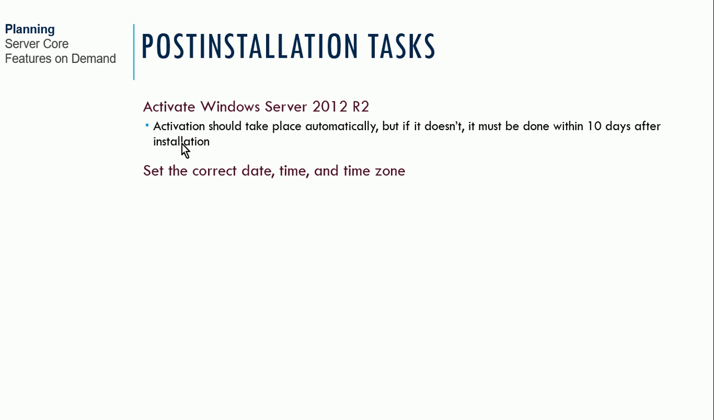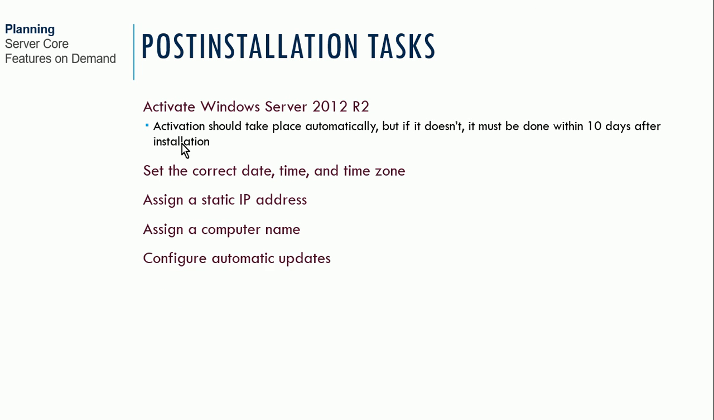So you want to make sure you set the correct date and time zone if you hadn't done so already. And if you need to assign a static IP address, you'll do this in the post-installation. Although you could also use DHCP, as I explained earlier, which is the more common method using reservations. You'll also have to assign a computer name, which again has to be unique. Configure automatic updates if you're going to be turning that on. That's usually an institutional decision, by the way, as to whether or not you're going to be using automatic updates. And then you'll download and install any available updates as well.